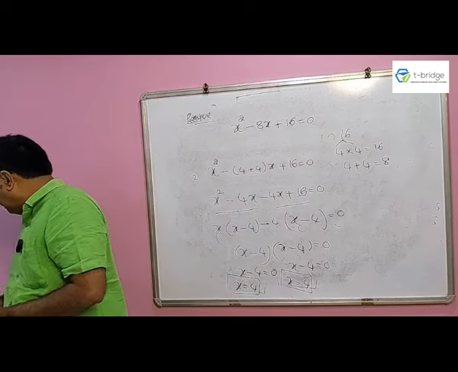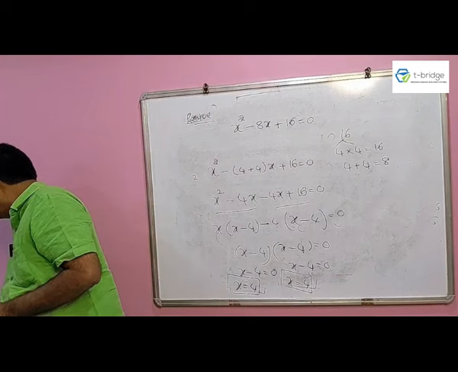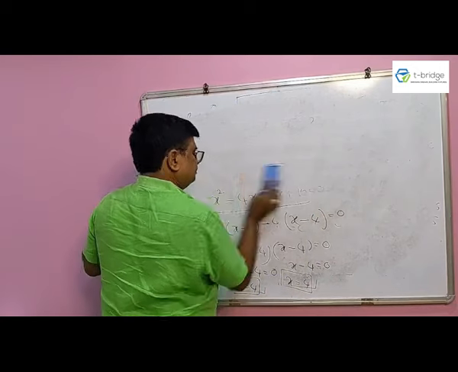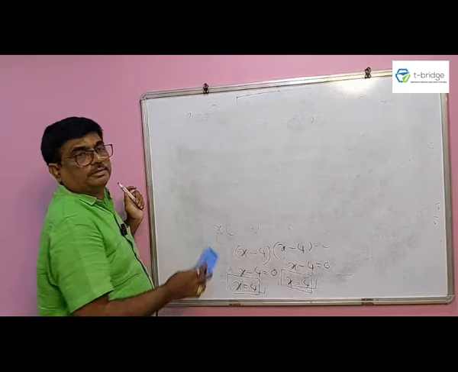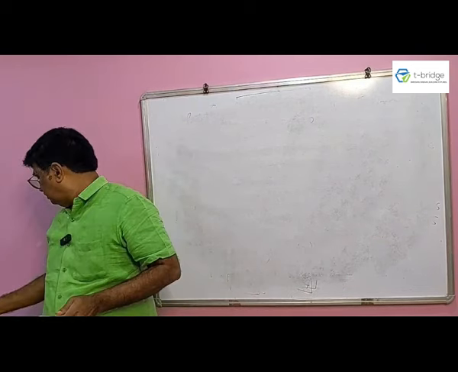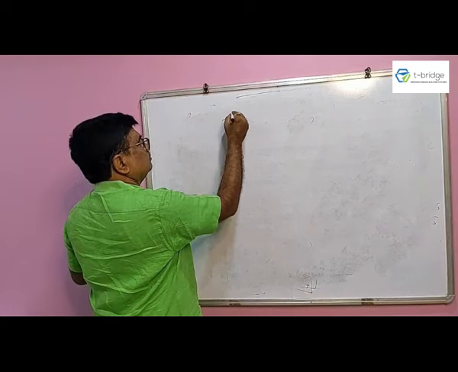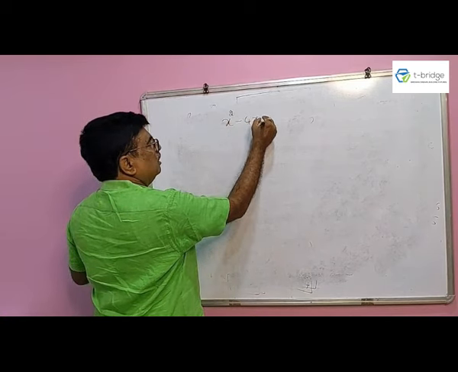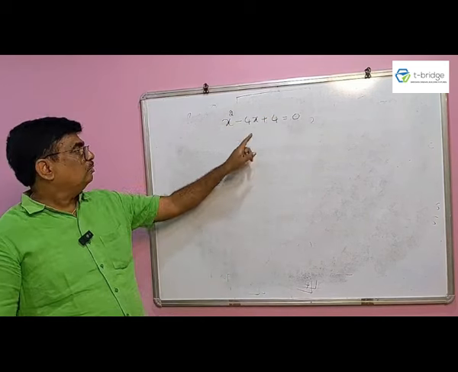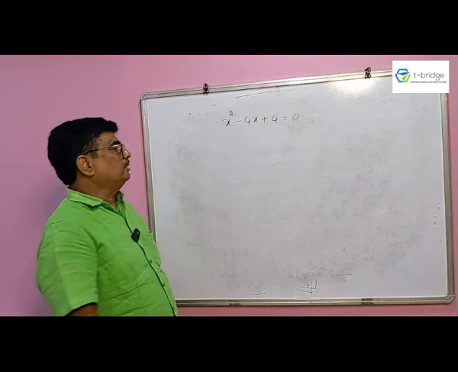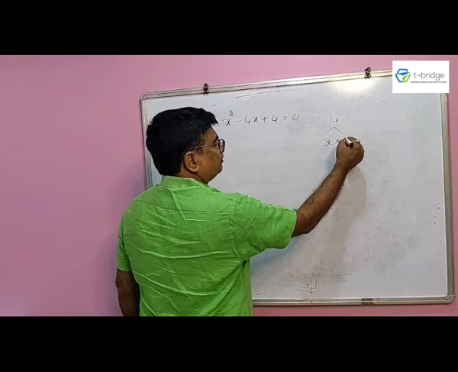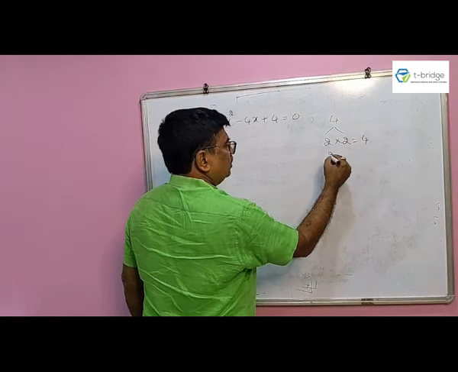Let's go to one more example. I am staying in type 1 only, until every child becomes perfect in mathematics. x square minus 4x plus 4 equals 0. Again the last term is positive, so the factors of 4 should add up. Factors of 4: 2 into 2 is 4, and 2 plus 2 is 4.